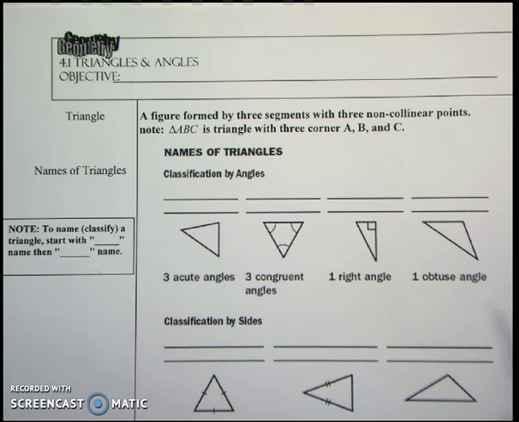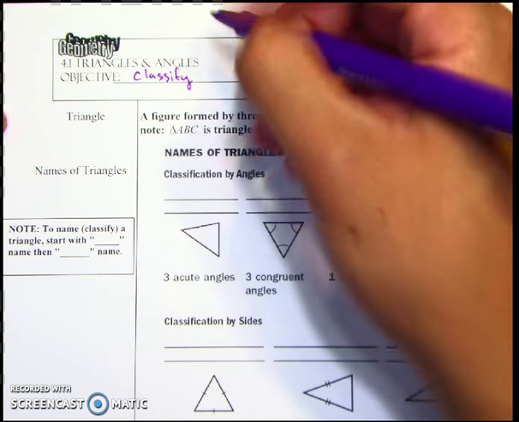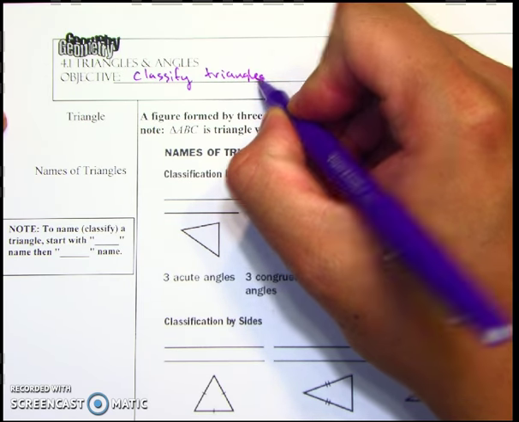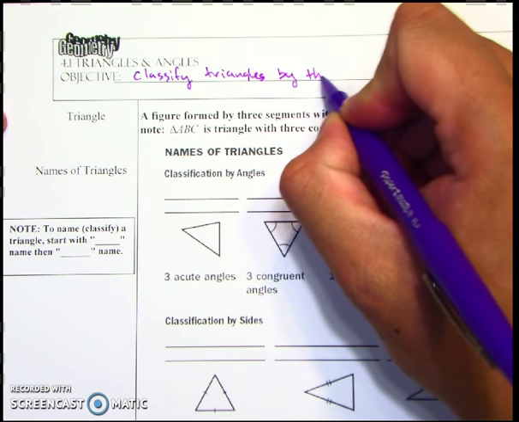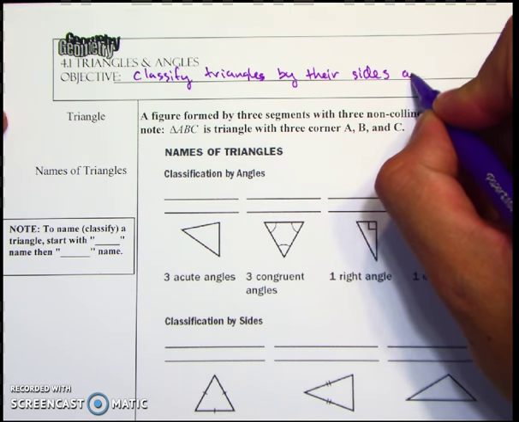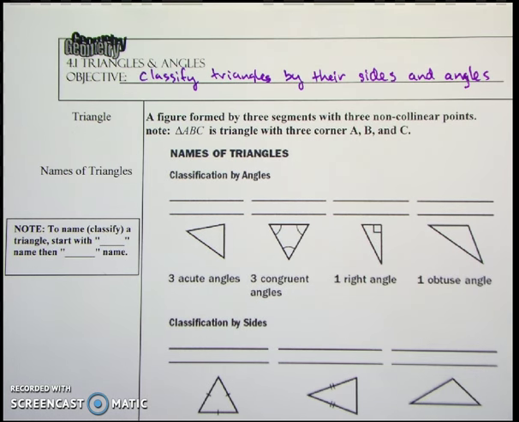Alright, welcome to 4.1 Triangle and Angle. Our objective today is to classify the triangle by their size and angle. We're also going to learn about the triangle sum, how many degrees there are, and we're also going to learn about the exterior angle of a triangle.